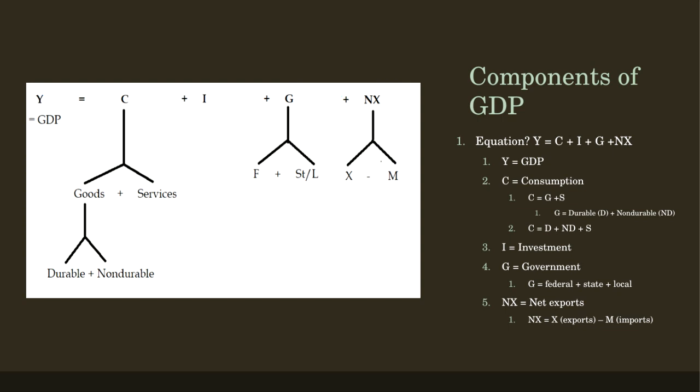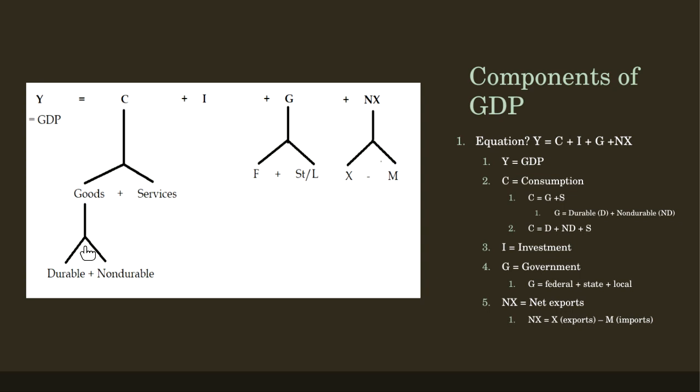However, this equation breaks down. And what I mean by that is that each one of these variables is a sum of something else. So for example, consumption is the sum of goods plus services. So if I gave you the number for goods, so say goods was 500 and services was 700, then consumption equaled 1200, 500 plus 700. But goods breaks down further as well. We have different kinds of goods.